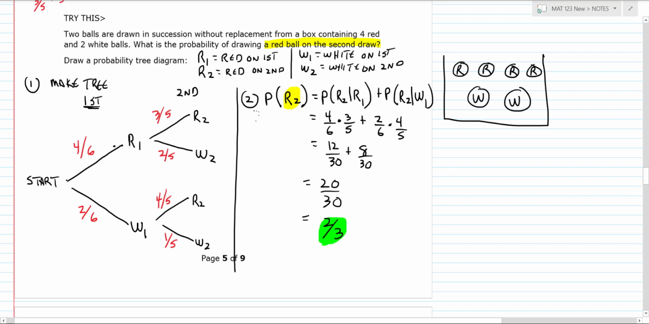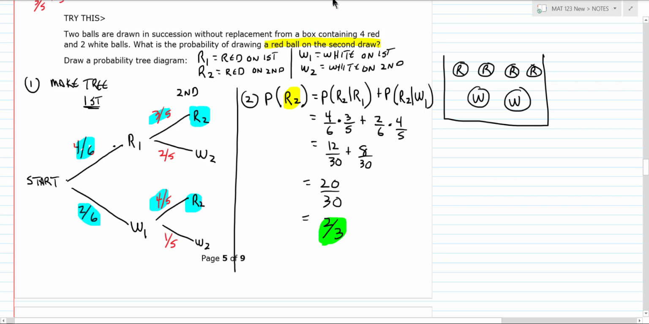Now we do the probability like this. The question was, what is the probability of getting a red ball on the second draw? Well, there's 2 ways to get this. Okay, you can either go there or there. The only way you can get to R2 is to go through this and then go through that. The only way this way is to go through this and go through that.